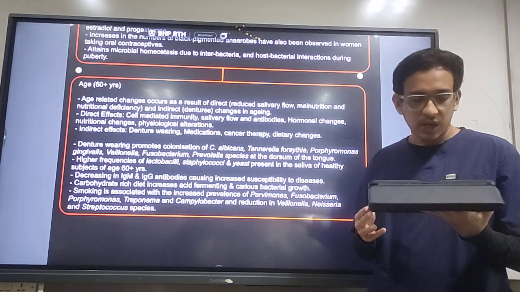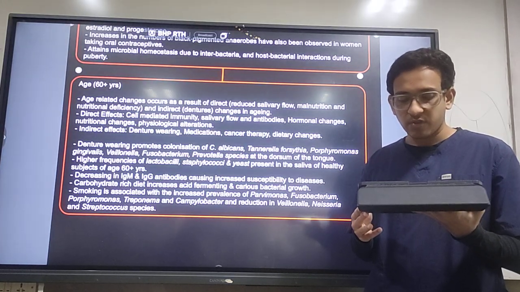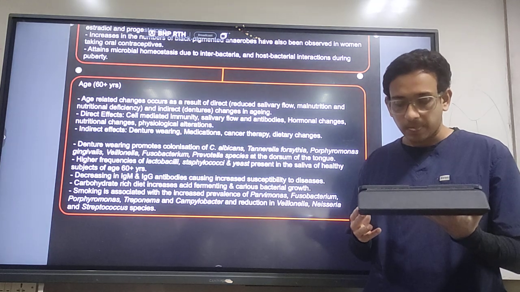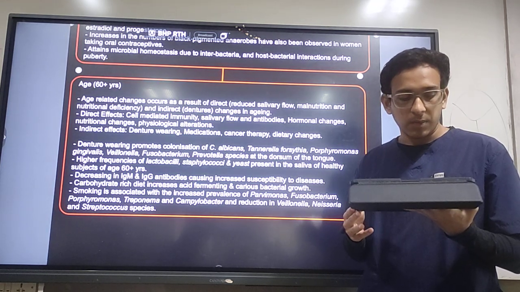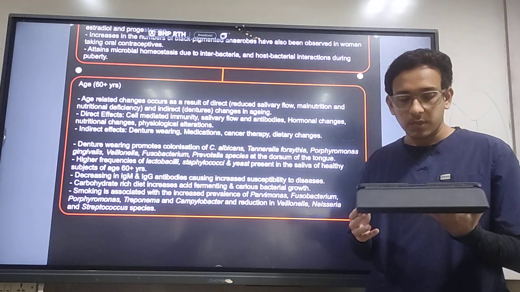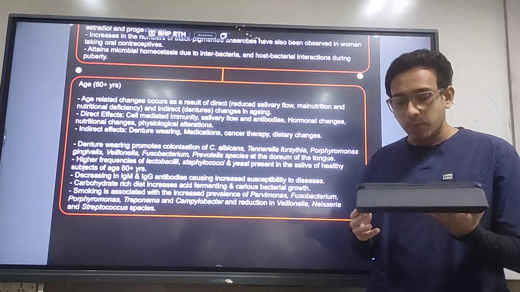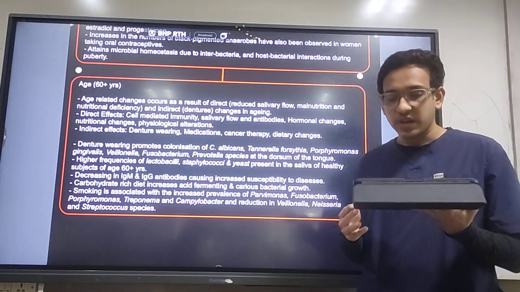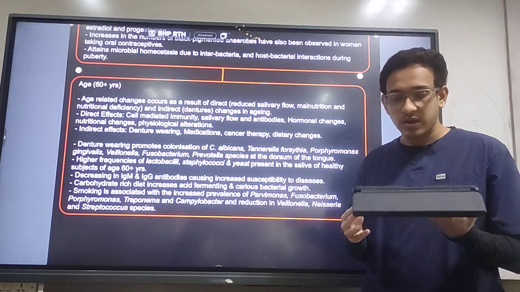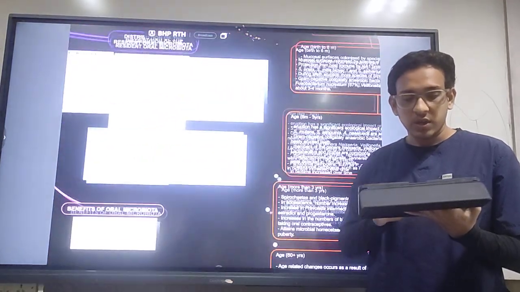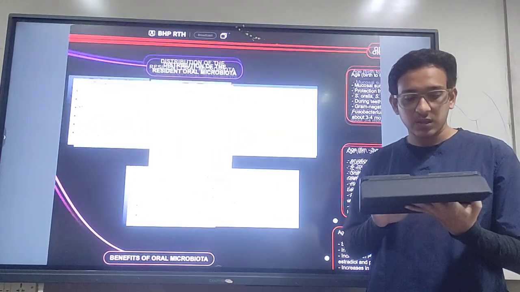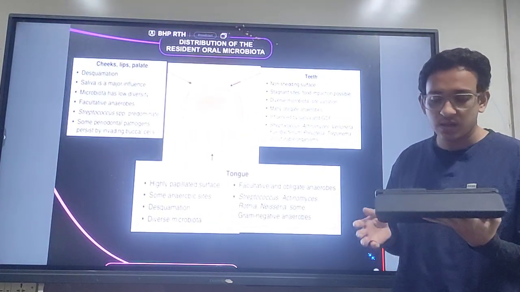Smoking is associated with an increased prevalence of Parvimonas, Fusobacterium, Porphyromonas, Treponema, Campylobacter, and a reduction in Veillonella, Neisseria, and Streptococcus species. So the common distribution is as seen in this figure.